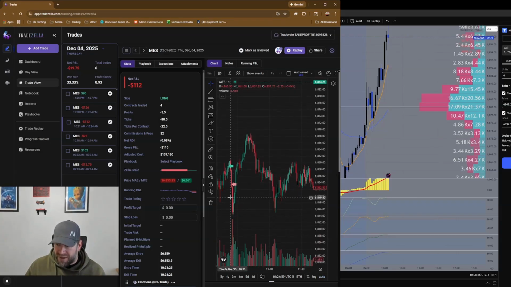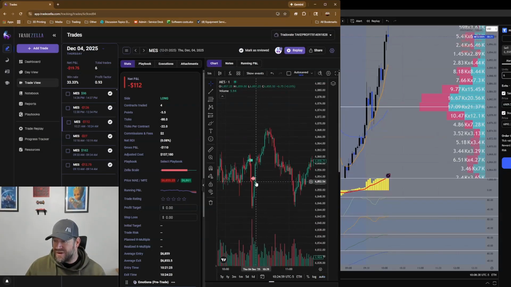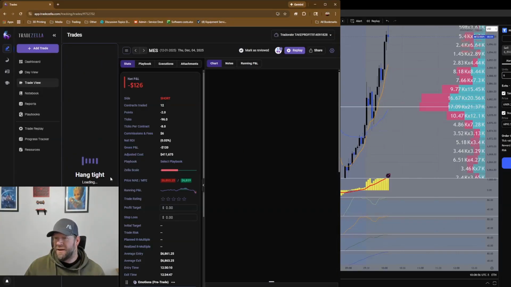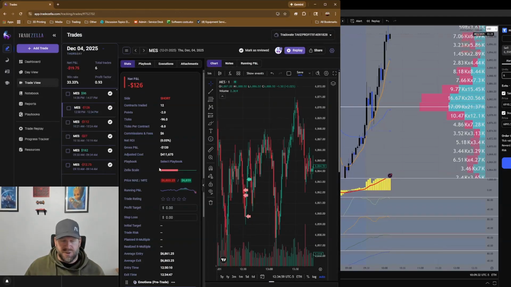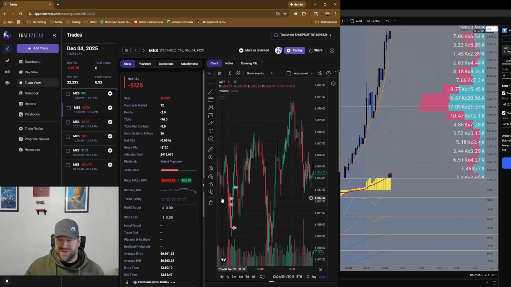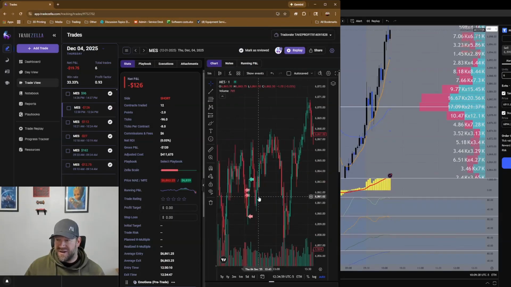Admittedly, I'm happy that I followed my procedure to get out a little bit early and not let it pull clear against that stop loss. Tried to wait until the close of that 3 minute candle there, and it was a big move. Now we're on to a $126 loss here. And again, this was just me trying to catch the falling knife.